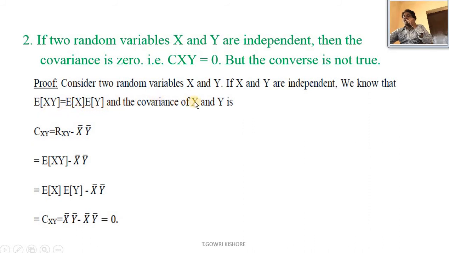and the covariance of x and y is Cxy equals Rxy minus x bar into y bar, that is equal to expectation of xy minus x bar into y bar, that is equal to expectation of x into expectation of y minus x bar into y bar, that is Cxy equals x bar into y bar minus x bar into y bar, that is equal to 0.